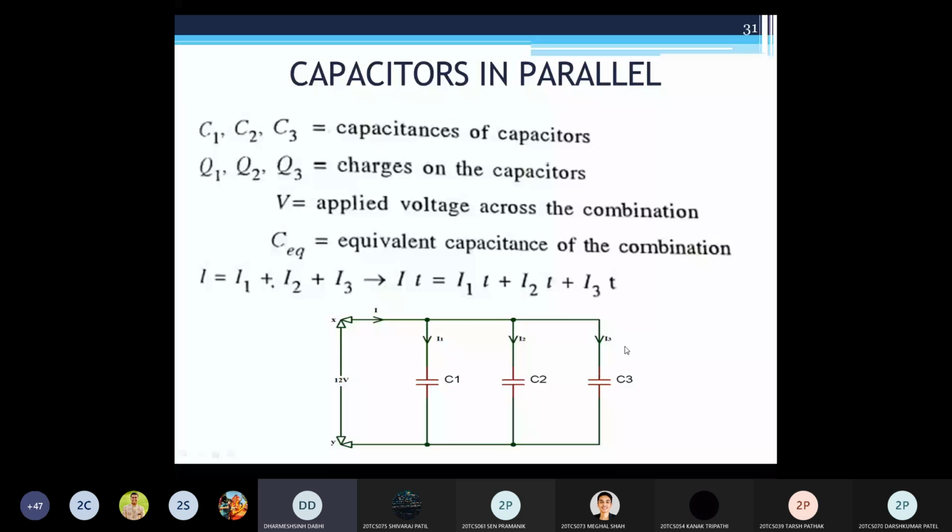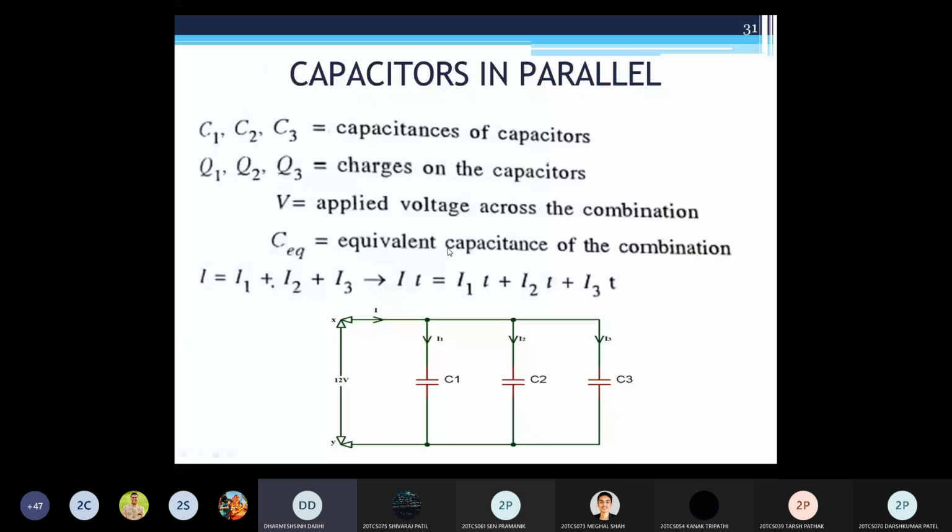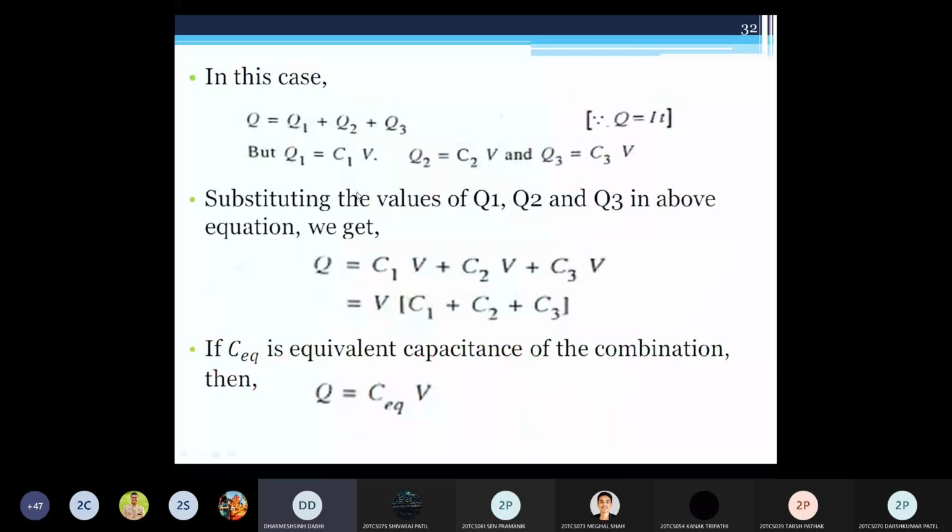Clear, all of you? So here you can see that we get the equation Q is equal to Q1 plus Q2 plus Q3. Okay. Now, what is the value of Q1? The equation of Q is C into V. So Q1 is equal to C1 into V. V is the applied voltage. The same voltage appears across C1 because all are connected in parallel. So Q1 is C1 into V, Q2 is C2 into V, Q3 is C3 into V.